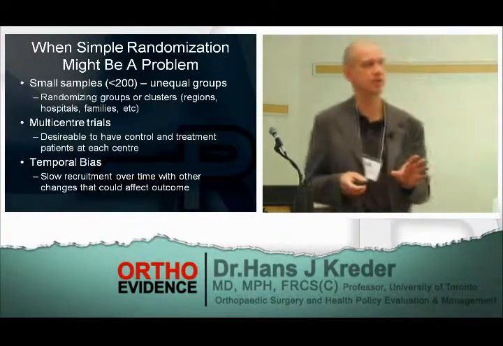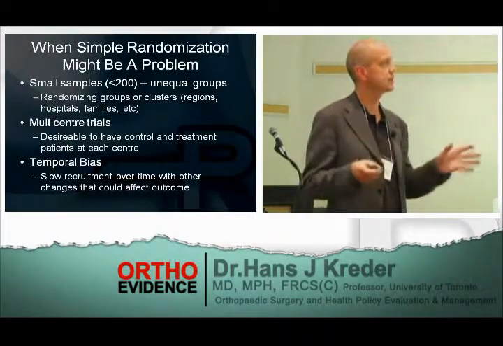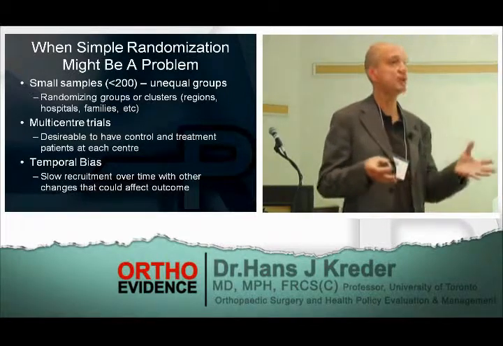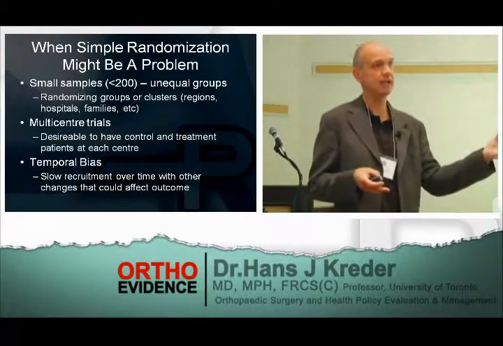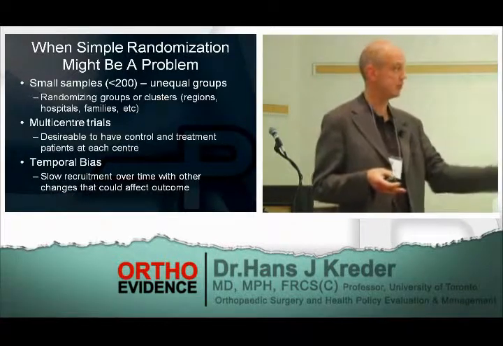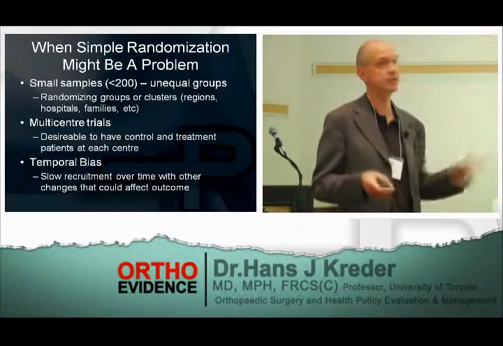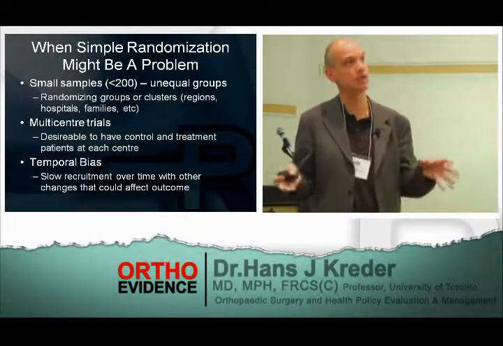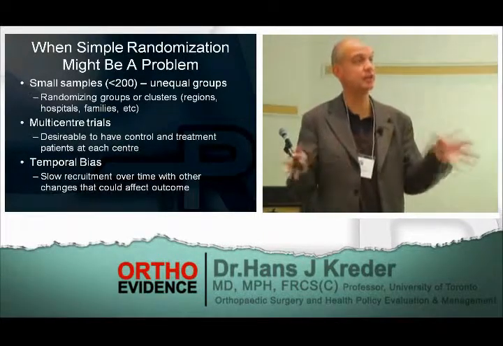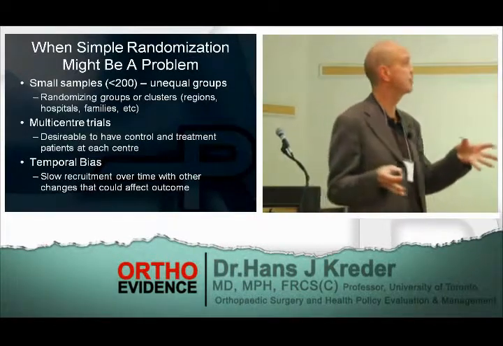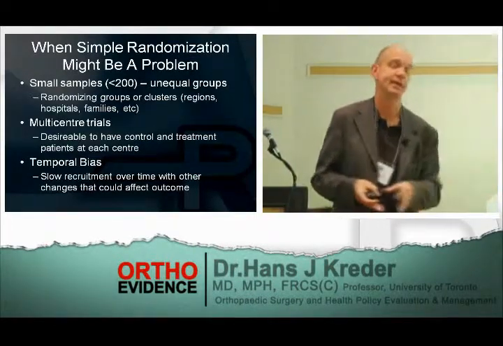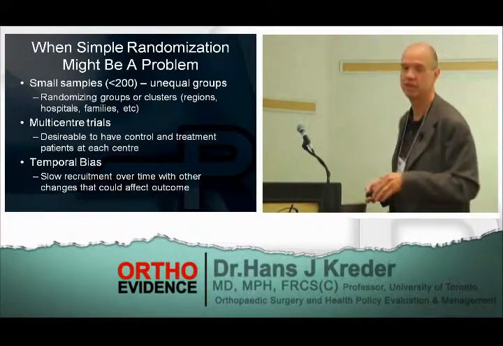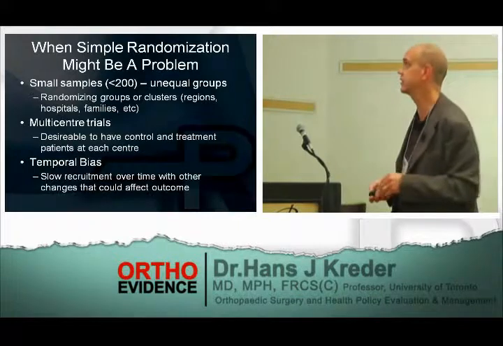Well, if you're randomizing clusters, what is a cluster? So if you're randomizing families or hospitals. Let's say hospital A gets some sort of treatment or some sort of protocol. Hospital B gets something else. So you're going to have hundreds and maybe thousands of patients, but maybe only 4 or 5 hospitals.